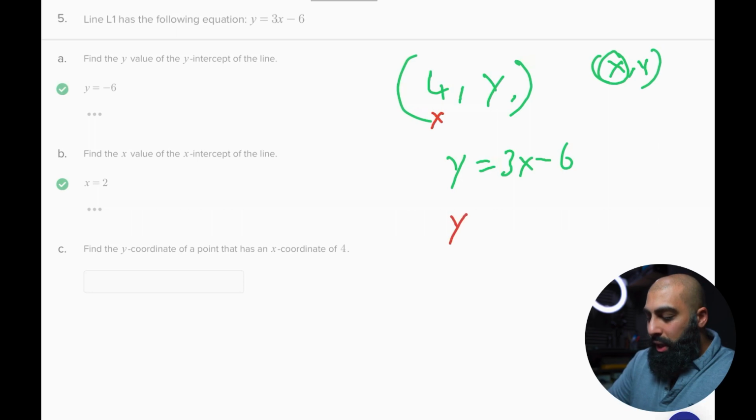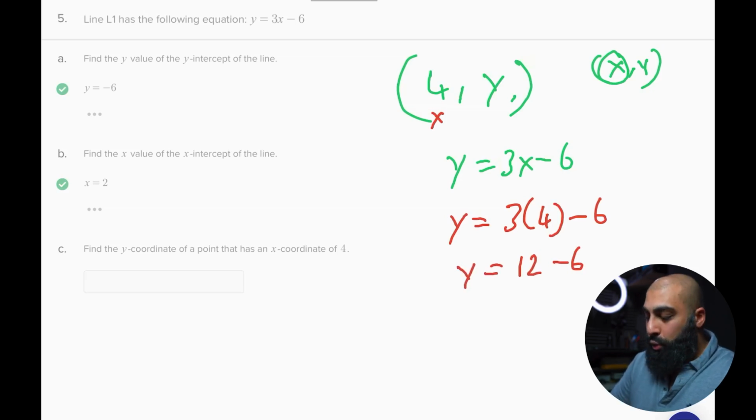So y is equal to, we're trying to find out what y is, 3 times 4 minus 6. 3 times 4 is 12. 12 minus 6 should give me the value of y. 12 minus 6 is 6. So the y-coordinate of this point is equal to 6.